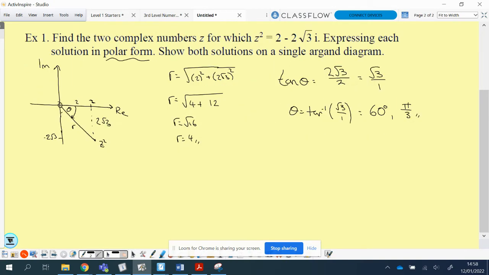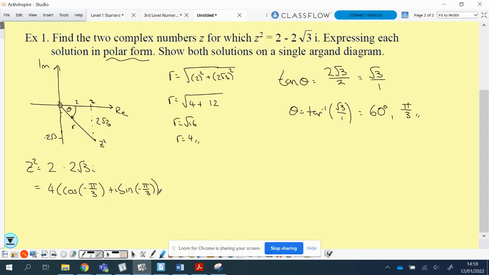So we know that z squared was 2 minus 2 root 3i. We can write that in polar form as r, which is 4, cos. Now, it was pi over 3, remember we had to go to the negative side of this, so it'll be negative pi over 3, plus i sine negative pi over 3. Okay. Are we okay with that there?